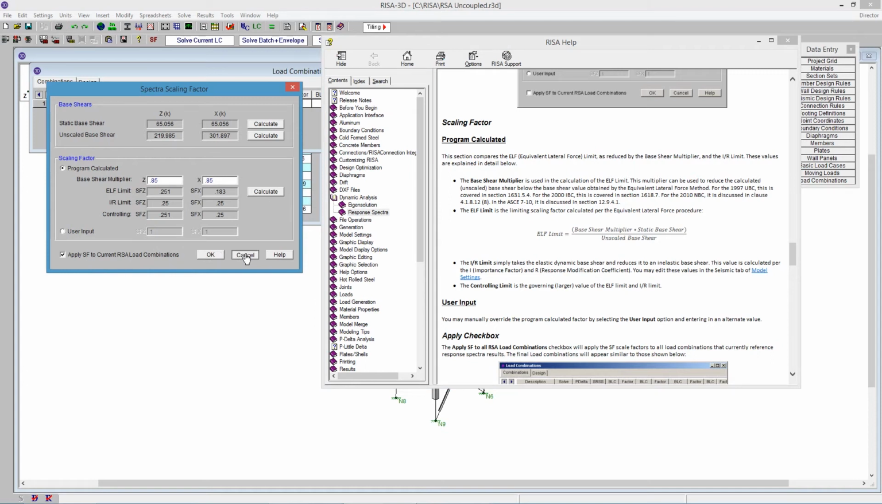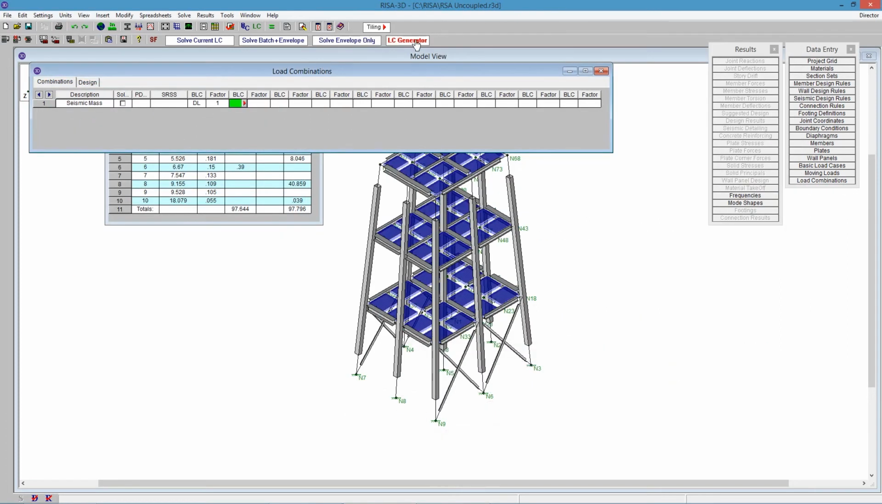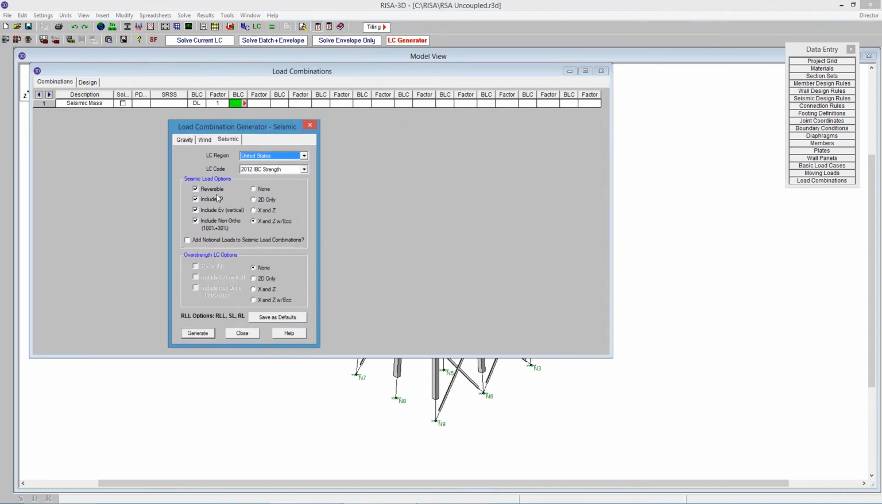Now, I do want to create some different load combinations first. In order to create load combinations, you can use the load combination generator. Looking at the load combination generator, you can apply all sorts of different items in here. We can say it's going to be non-orthogonal and reversible, and we're also going to say it's going to be X and Z.